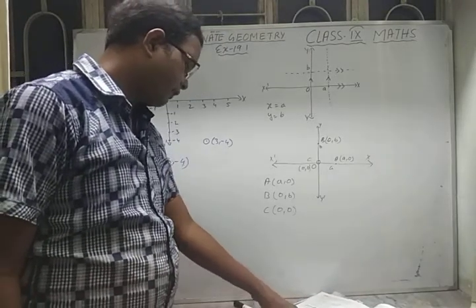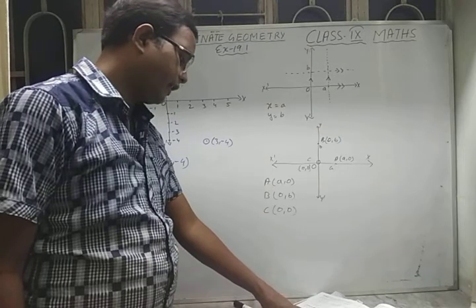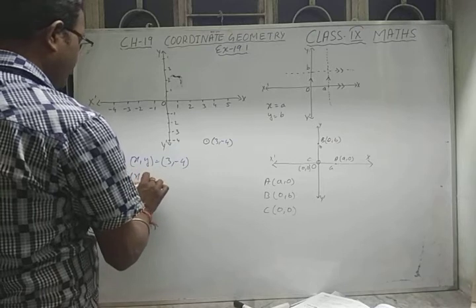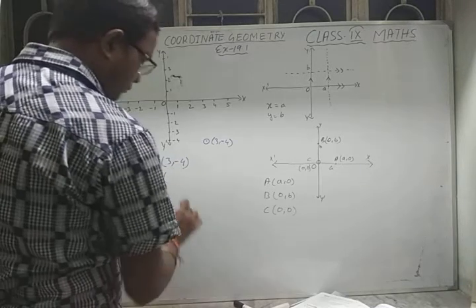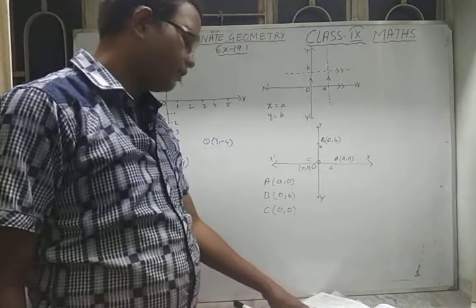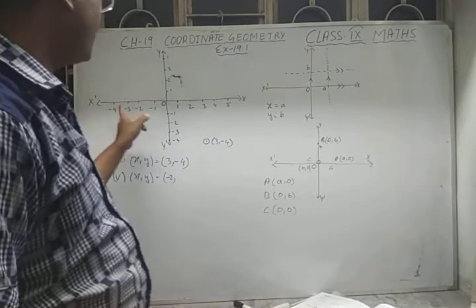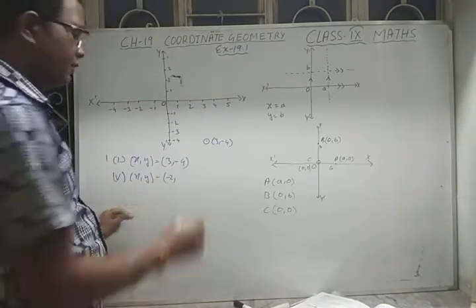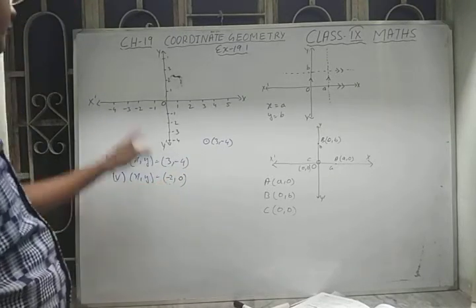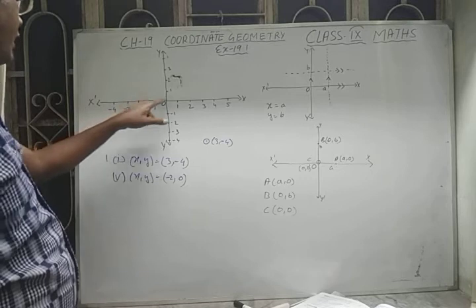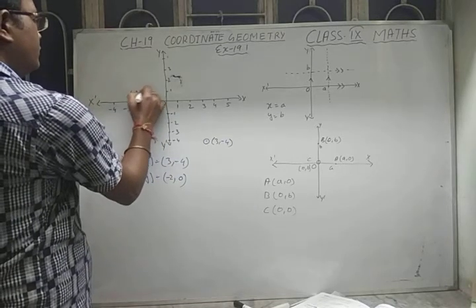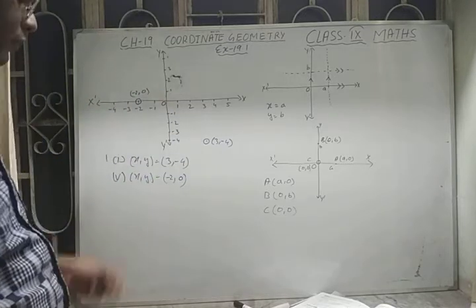Similarly, another question, question number 5, whose abscissa is -2 and which lies on the x-axis. The abscissa is given as -2 and it is said that the point lies on the x-axis. That means if a point lies on the x-axis, y is always 0 according to this rule. Then where will the point be drawn? x is -2, here is -2, and y is 0. So the point will be like this, circle it, (-2, 0). So this is where you have to plot the point.